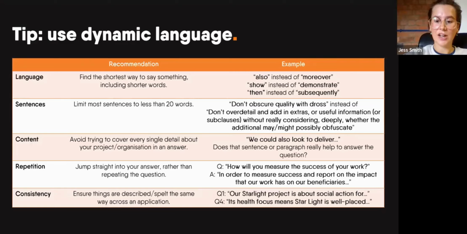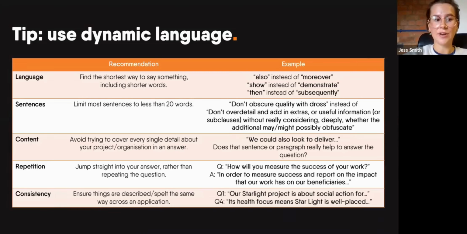So using dynamic language, using different language can be so important when you're writing your applications. And there are a lot of different ways you can do this. So language being the first one. So we recommend finding the shortest way to say something and including short words. For example, using also instead of moreover, show instead of demonstrate, then instead of subsequently. Now, we understand that this isn't always the case, and sometimes you are constrained by funder word limits, character limits, things like that. But this in general is a good rule of thumb to follow. It's not saying that you will always do it, but where possible, it's really good to try and include shorter sentences and more concise language.